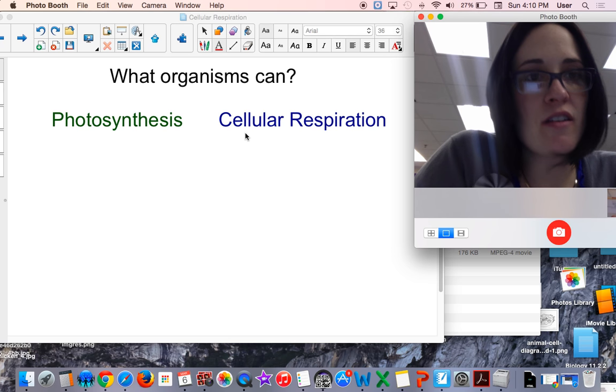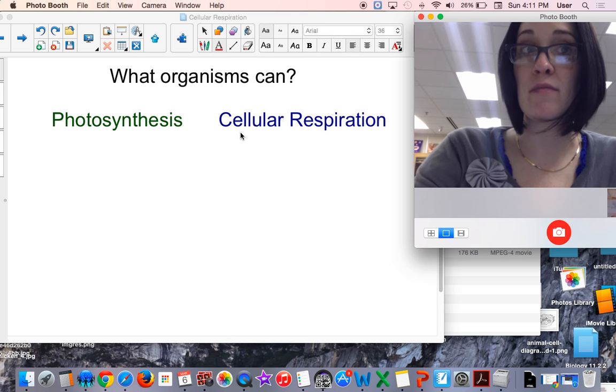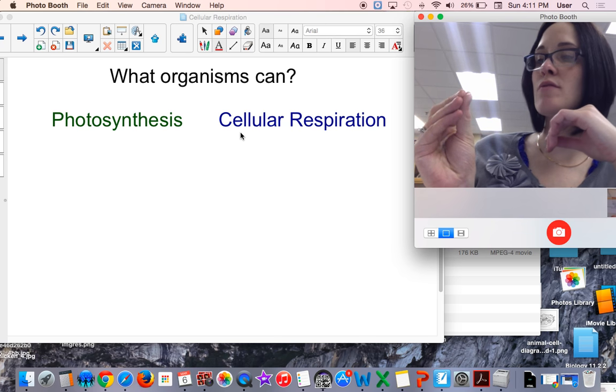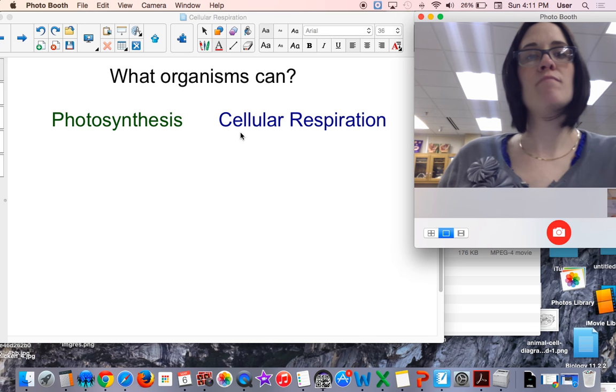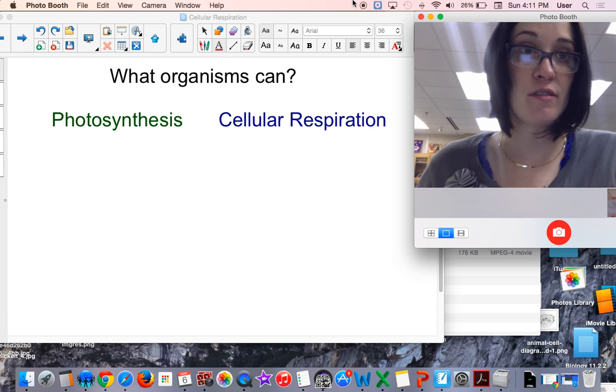And then cellular respiration. We just got done talking about this in chapter 9. What cells or what organisms can undergo cellular respiration, taking the glucose to produce the ATP? Jot a few ideas down. That's the end of chapter 9.